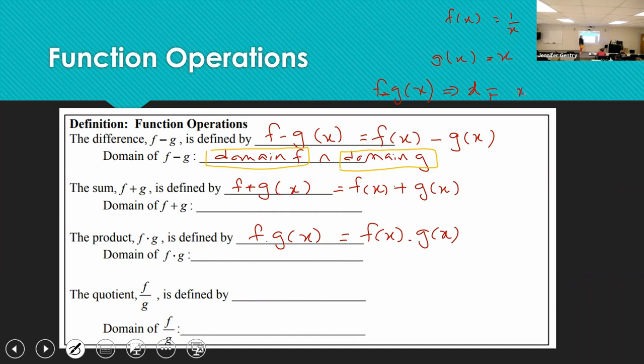So if you say add two functions, you just take the two functions and add them together. That's what we did before, right? If I say subtract, I just subtract the two functions. That's what I did before.